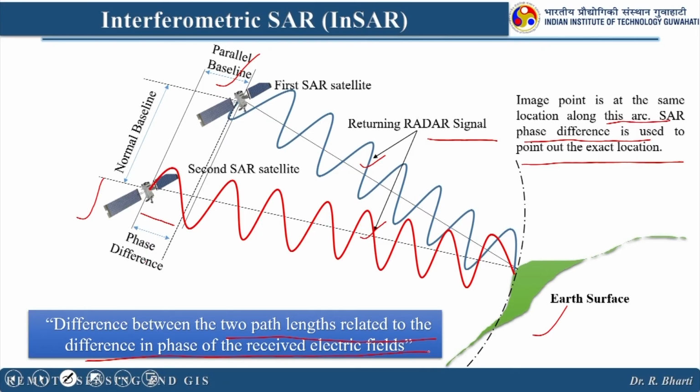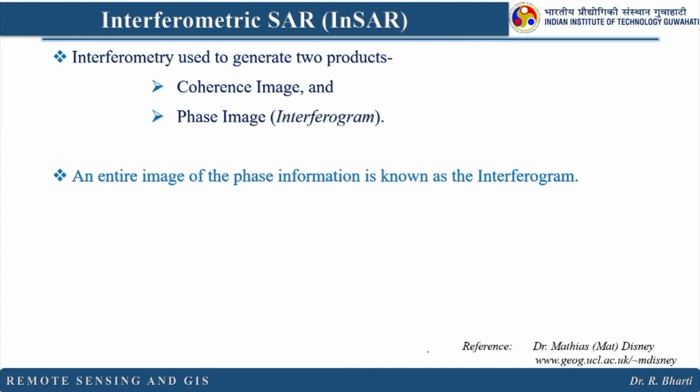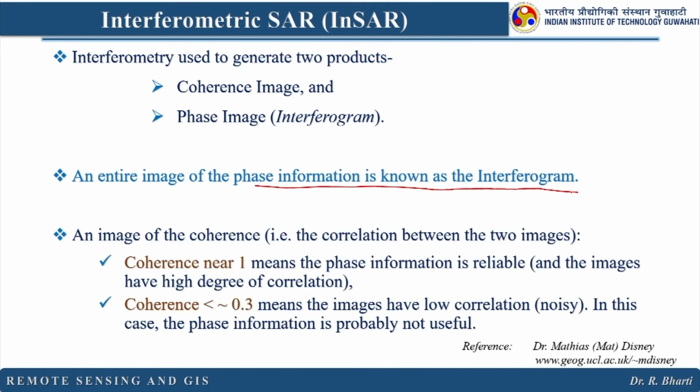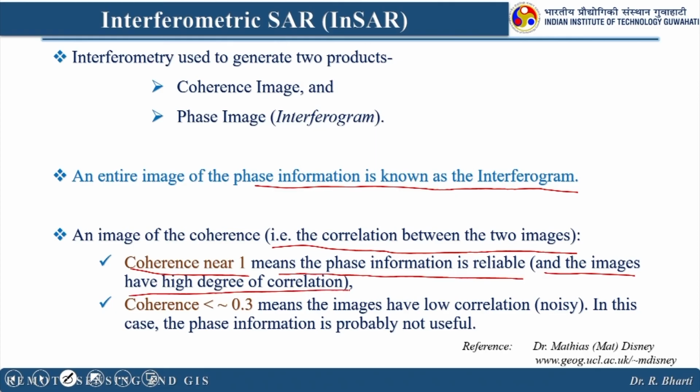So, in interferometry, basically we generate coherent image and phase information. The entire image of the phase information is known as interferogram, and an image of the coherence, that is the correlation between the two images. So, if the coherence is near 1, that means the phase information is reliable, right, and the images have a high degree of correlation, because you have generated both the images from different positions.